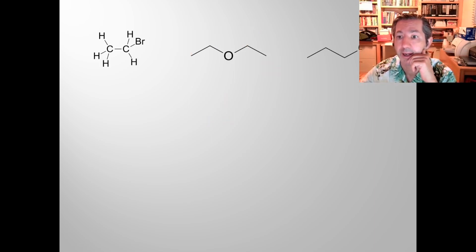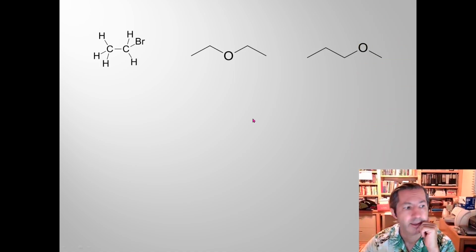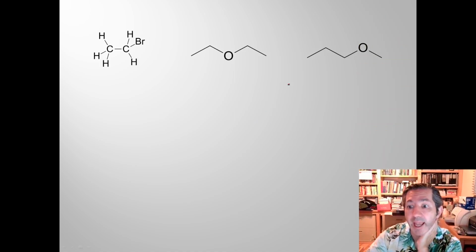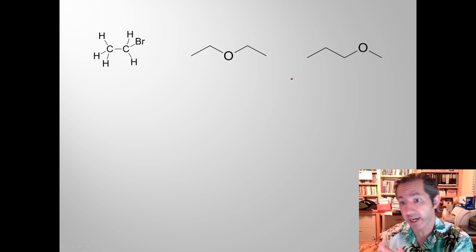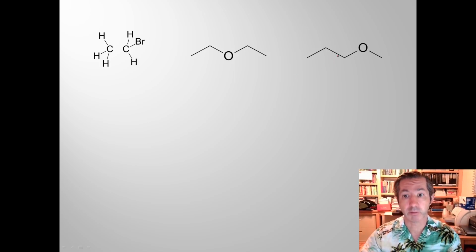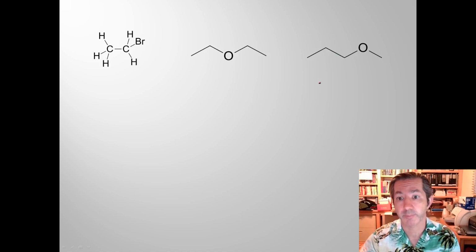Now let's look at this guy right here. This will be an isomeric ether. So same exact molecular formula, but I just move the oxygen over. Now things change. This guy actually has 4 types of hydrogen, 4 types of carbon.